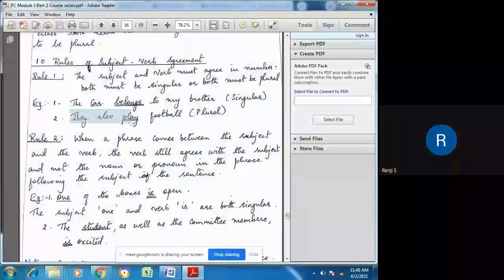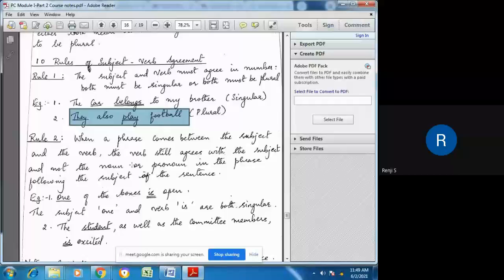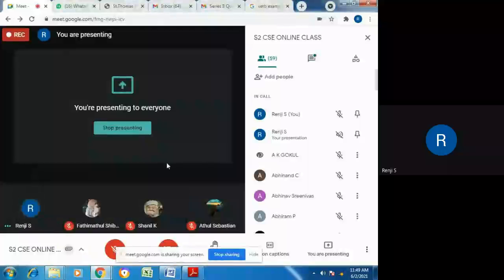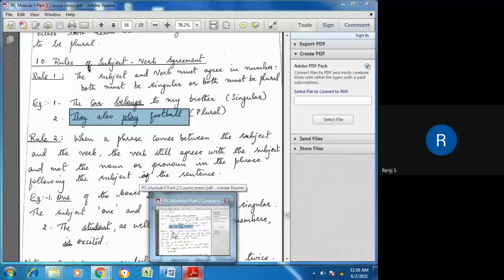Now, next, look at the next sentence. They also play football. Now, which is the subject? Is it singular or plural? Which is the subject here? Come on, first you have to respond fast, otherwise I will lag. Now, they also play football, which is the subject?